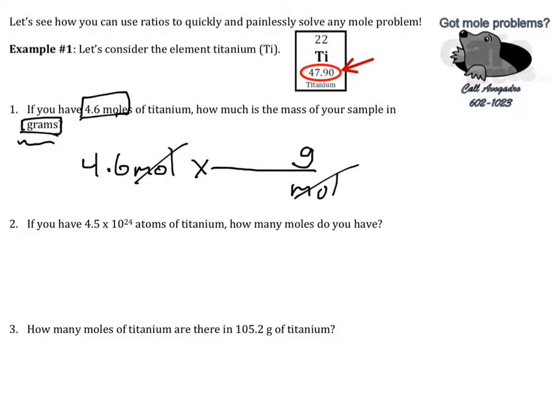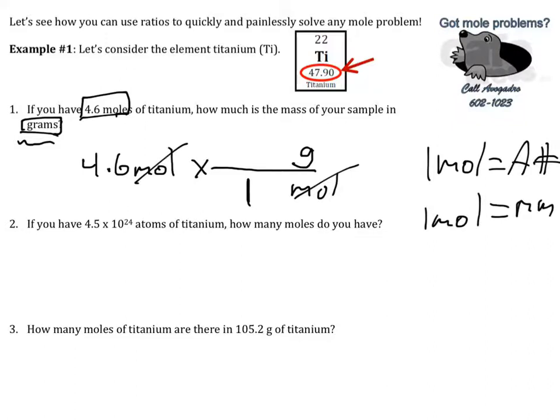So now that we have our units set up, we want to fill in our numbers. And within the fraction, a 1 will always go in front of moles. You will always put a 1 in front of moles, because we know that 1 mole is equal to Avogadro's number, and we know that 1 mole is equal to the molar mass. So we'll always end up putting a 1 in front of moles.